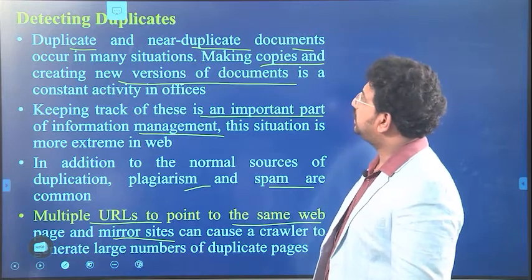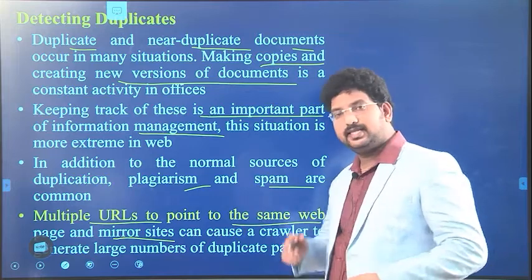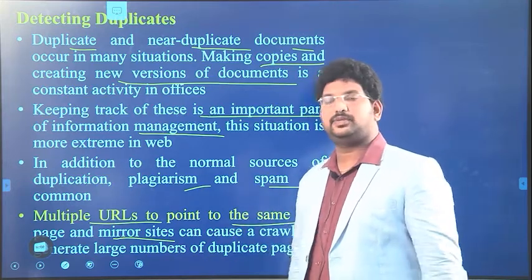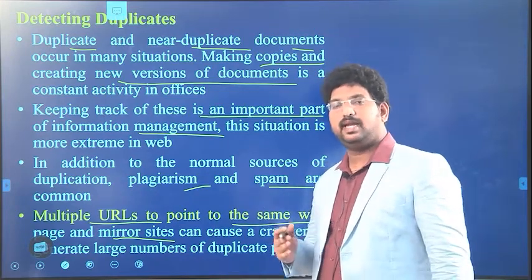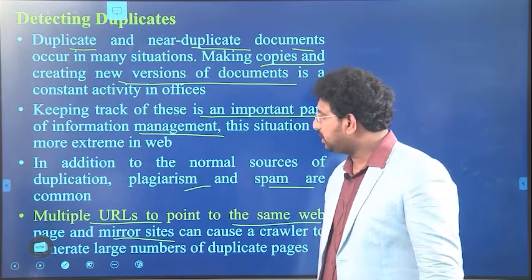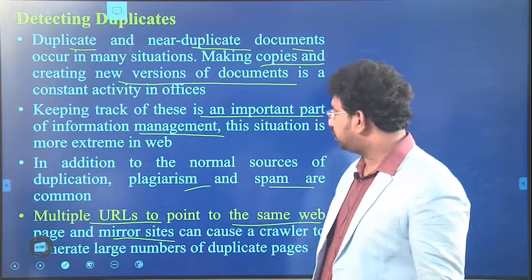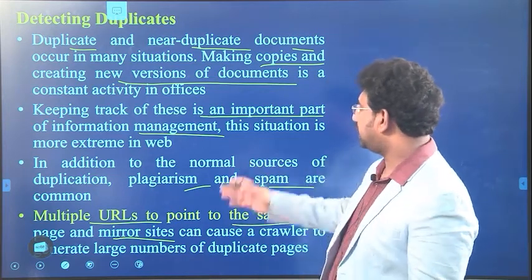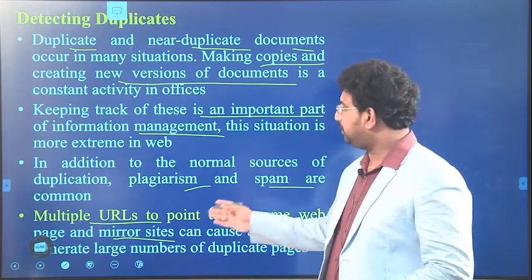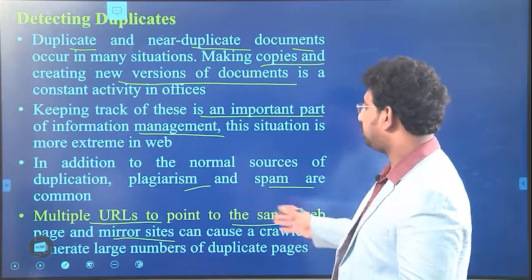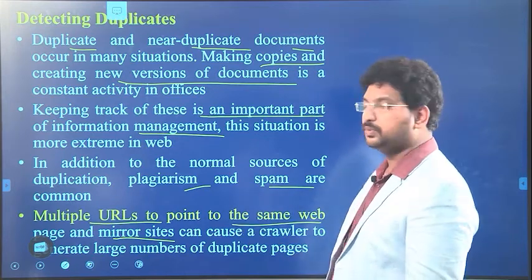So this is about detecting duplicates. It is a continuous activity, adding pages to the web, and whenever new pages are added, obviously the redundant information on the web will increase. Plagiarism and spam are also normal sources of duplication. And multiple URLs pointing to the same web page and mirror sites can cause a crawler to generate a large number of duplicate pages.